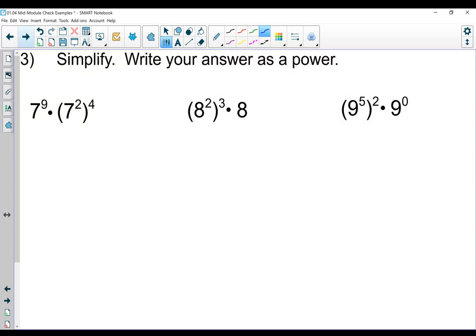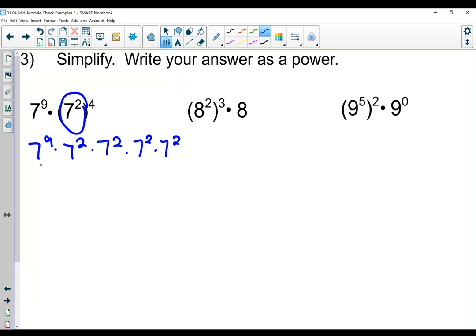So on this first one, I have 7 to the 9th power times 7 squared to the 4th power. First we need to get rid of parentheses when we're simplifying, just like we do when we're solving equations. So this means I have 4 groups of 7 squared. So I'll have a 7 squared times a 7 squared times a 7 squared times a 7 squared. And I have 7 to the 9th out here.